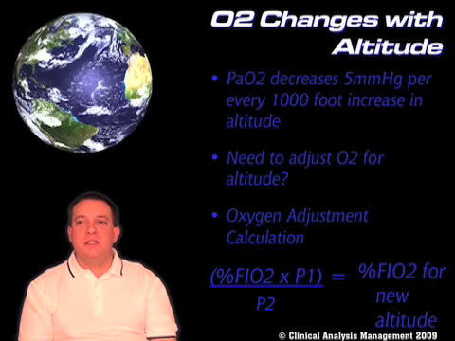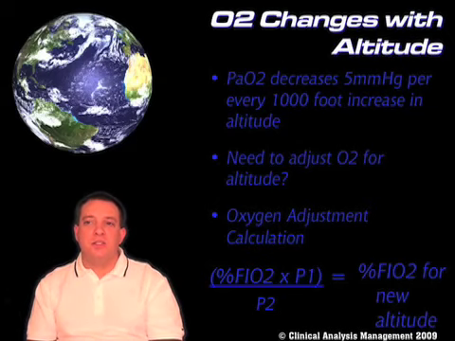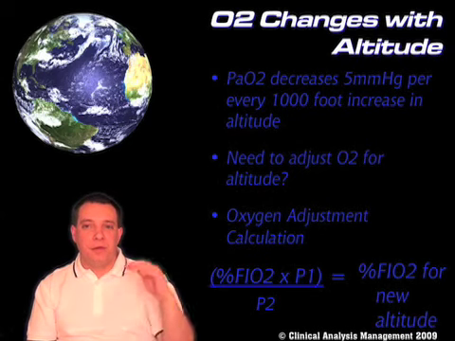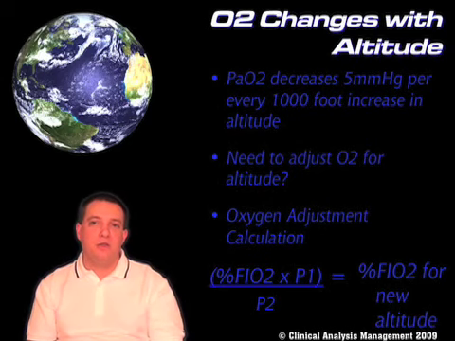Okay, now when we talk about changes in altitude related to oxygen, remember that your PaO2 will typically drop about 5 millimeters of mercury for every 1,000 feet that you climb in altitude. So if you're going up, say, 4,000 feet, we would expect that somebody's PaO2 is going to drop by about 20. So it's a pretty significant drop.